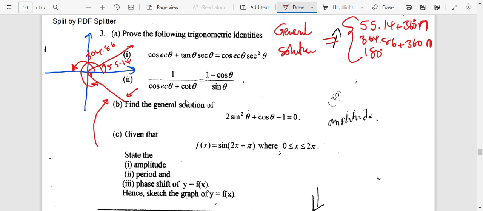Now, how can I come back to 180? If I'm here, I need also to add 360. So that will be 180 plus 360n. So this is going to be the general solution. These values that you have found are solutions, but this is the general solution.